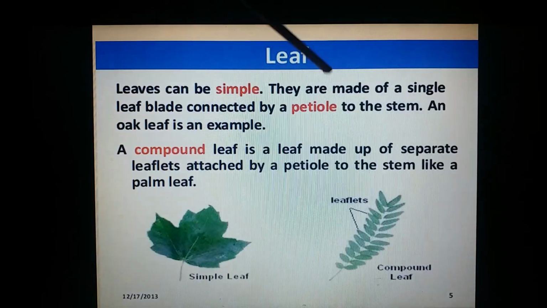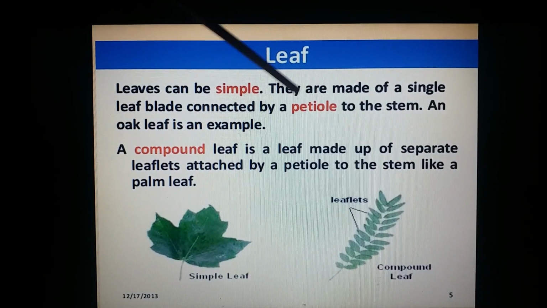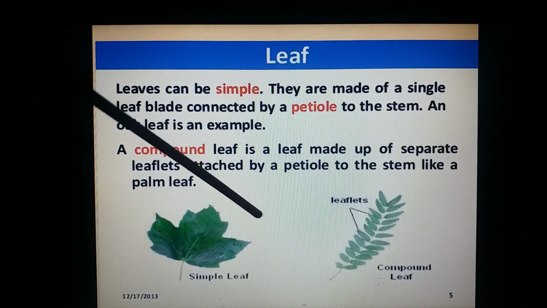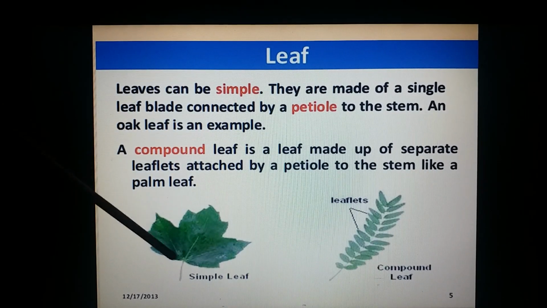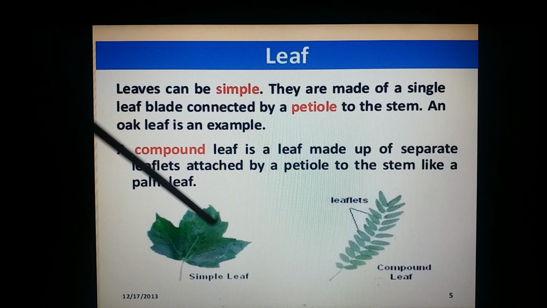This is about venation. Coming to the last topic, that is the kinds of leaf. The leaves are of 2 types, that is simple leaf and compound leaf. If the leaf lamina is not dissected, it is called a simple leaf.